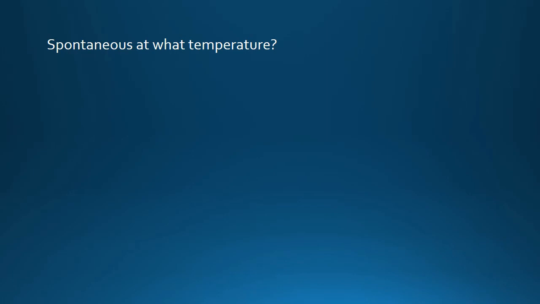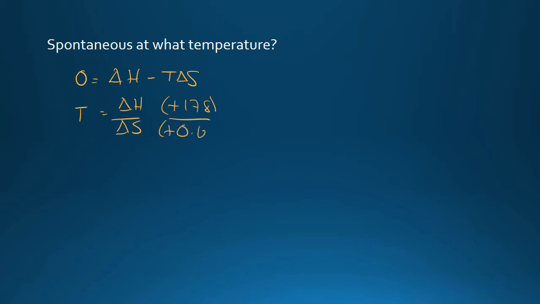So we know that at equilibrium, delta G is going to be 0. So 0 equals delta H minus T delta S. So I'm going to rearrange this. T equals delta H over delta S. We already calculated those. So positive 178 over positive 0.1608. And we get 1106 Kelvin.